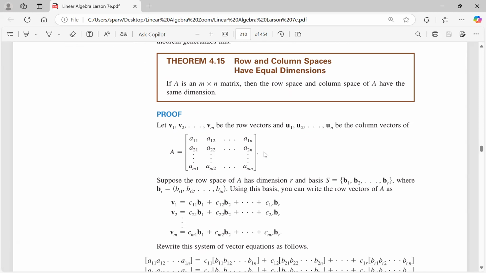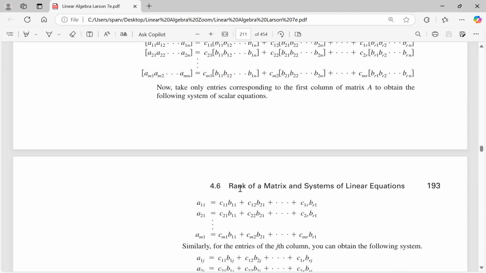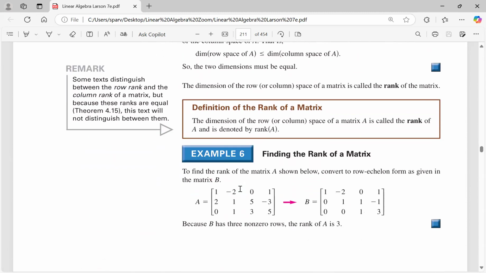So for example, if the dimension of the row space is 3, the dimension of the column space would be 3 also. 3 means you have 3 rows that are linearly independent. For the column space, when it's 3, that means you have 3 columns that are linearly independent of each other. All right, and let's continue on.